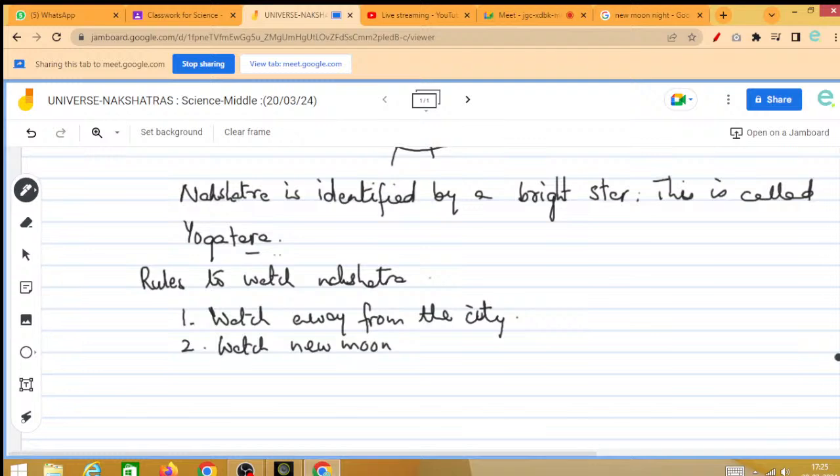From which star? West. West star. Okay. New moon. This is what is given in the textbook. Same thing: watch on a new moon night. Now first we have to understand, we have done these two in the class right now. So first we have to understand why we are saying watch away from the city.